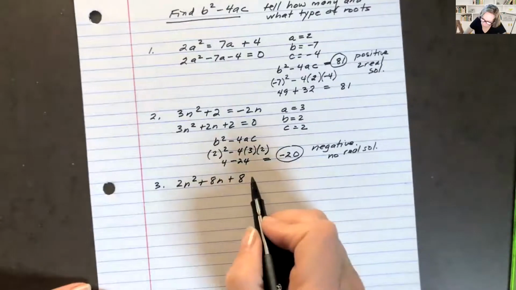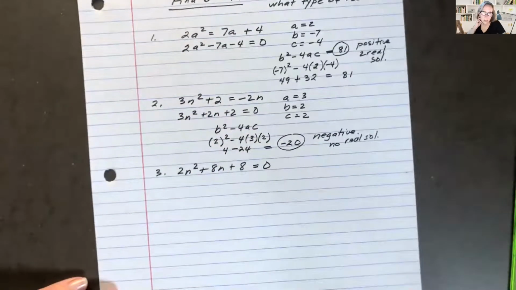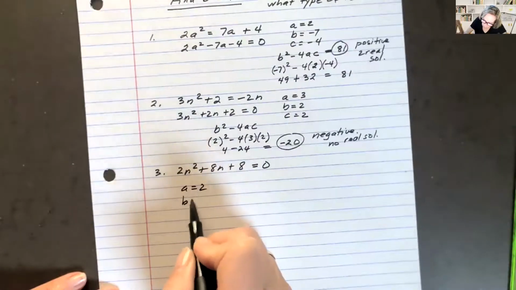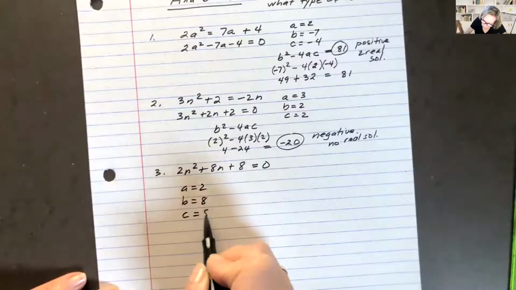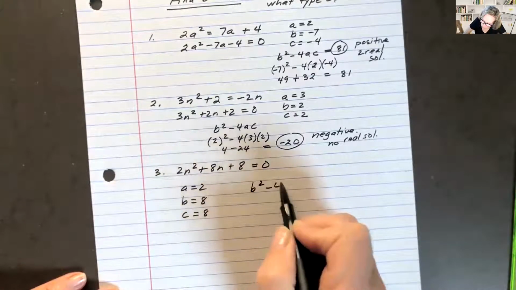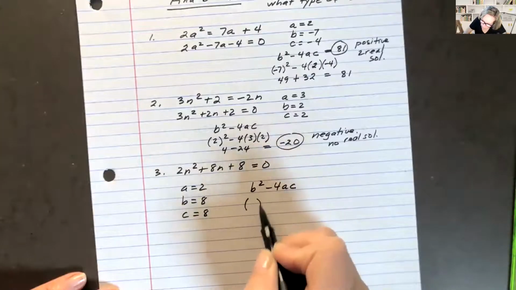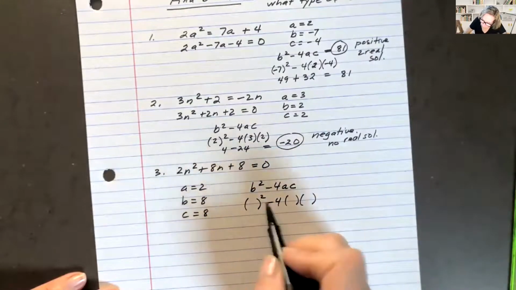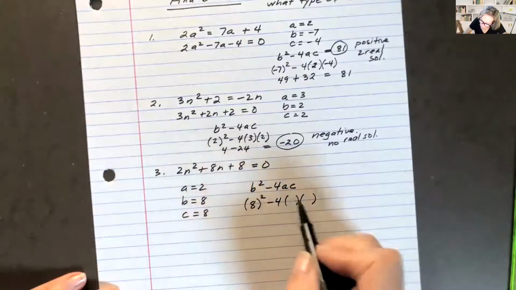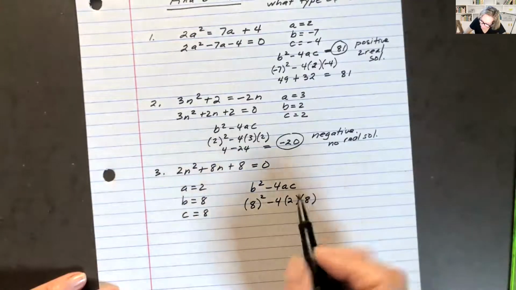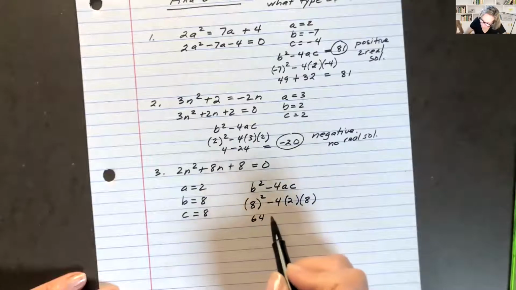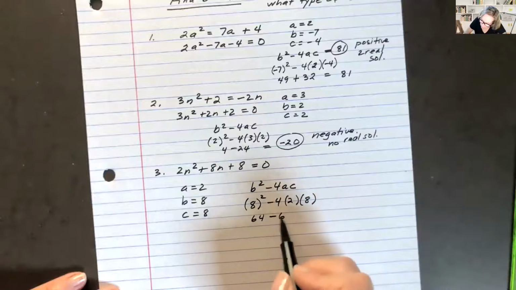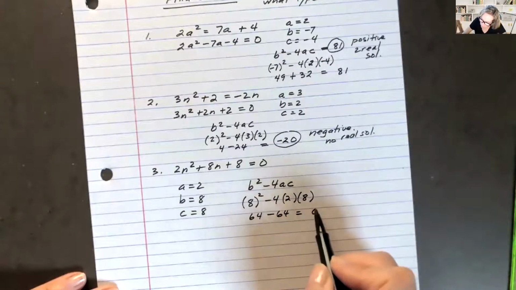Okay, the last one is 2n squared plus 8n plus 8 equals 0. It's already in standard form. So a is 2, b is 8, and c is 8. So b squared minus 4 times a times c. So b is 8, a is 2, and c is 8. So that is 64 minus 4 times 2 is 8 times 8 is 64. 64 minus 64 is 0.